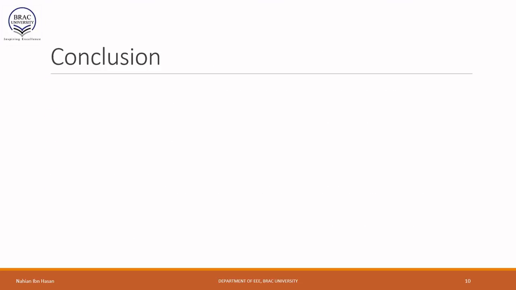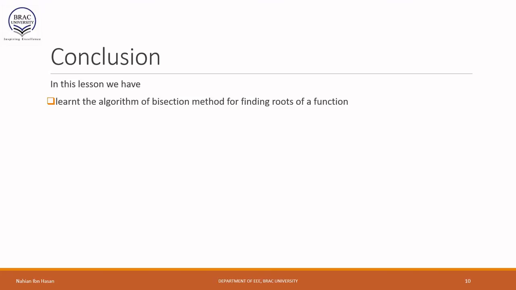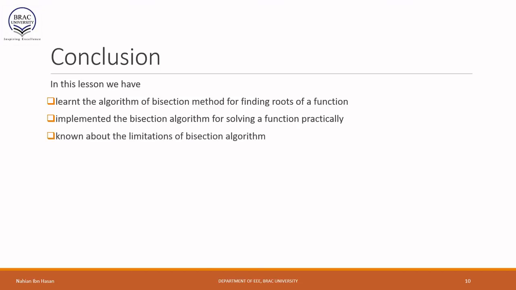So in this lesson, we have learned about the bisection method. We have seen how we apply the bisection method to find the roots of an equation. We have also practically solved a function through iterations and seen how the error percentage gets lower and lower as you calculate further. Also, we have seen the limitations of the bisection algorithm. So that's it for our current lesson.